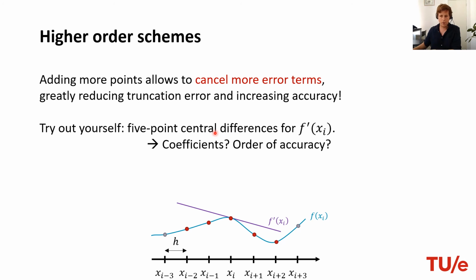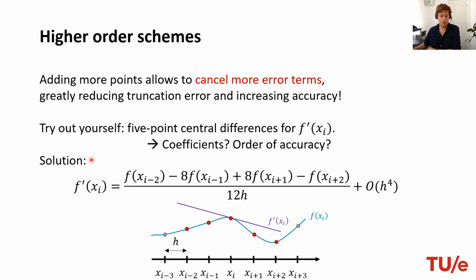I'm just going to give you the end result now, but I strongly suggest that you try to derive this scheme yourself. What you would find in the end is that the coefficients would be 1 over 12h, minus 8 over 12h, etc., and that the truncation error is of order h to the power 4. So this would be a fourth order accurate approximation of the first derivative.